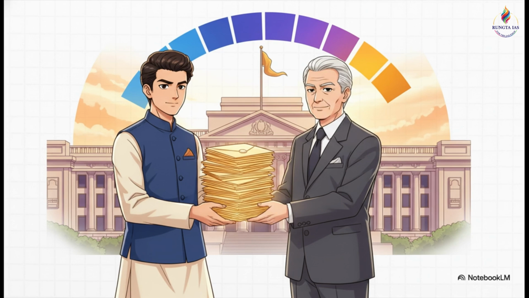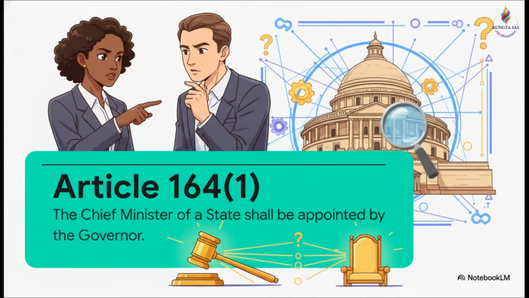But for a top-tier mains answer, you can't just state the current affairs. You need to decode the exact constitutional backing for this move. The absolute bedrock of your answer has to be Article 164, Clause 1. It states, very simply, that the Chief Minister shall be appointed by the Governor. But here's the catch: the Constitution doesn't lay out specific criteria for picking a CM in the event of a hung assembly. That lack of prescribed criteria creates a massive discretionary loophole.